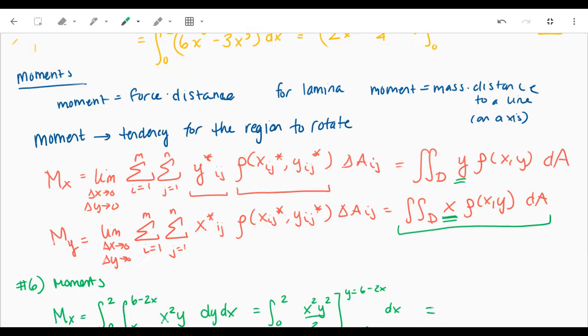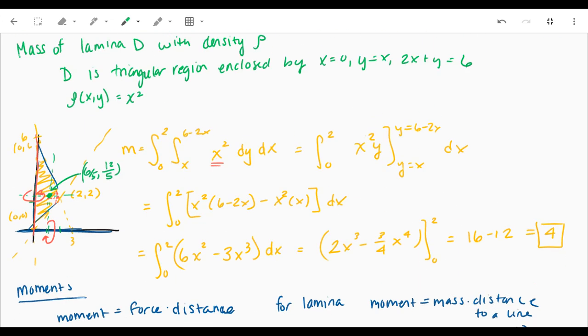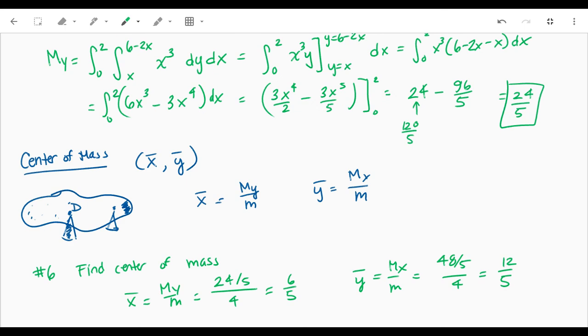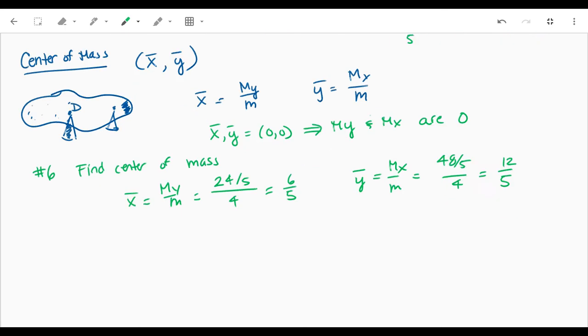Okay. If you were to shift it so the center of mass was at the origin, then it would have no moment. There's no tendency to rotate, right? If we go back to the formula, if x bar, y bar is the origin, then that would mean the moment about y and the moment about x are 0. Okay? So it would have no tendency to rotate. Nice and situated without any sort of external force. Okay?